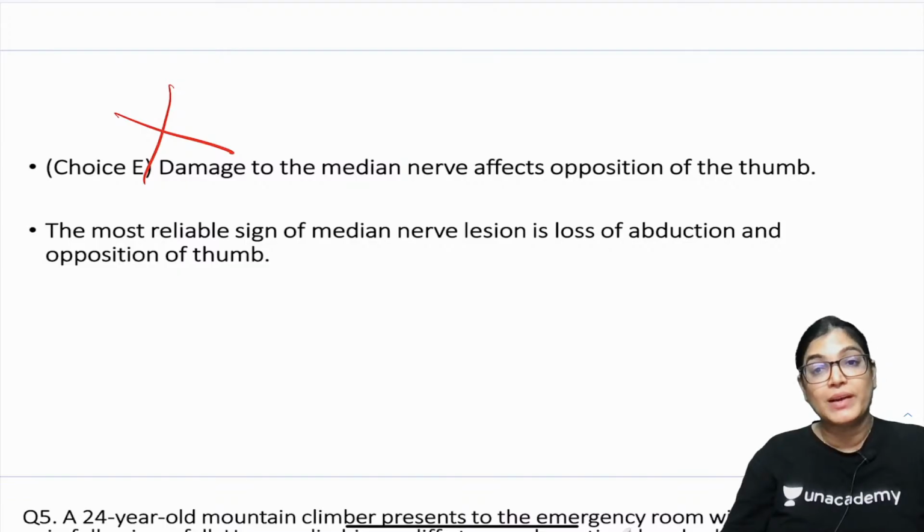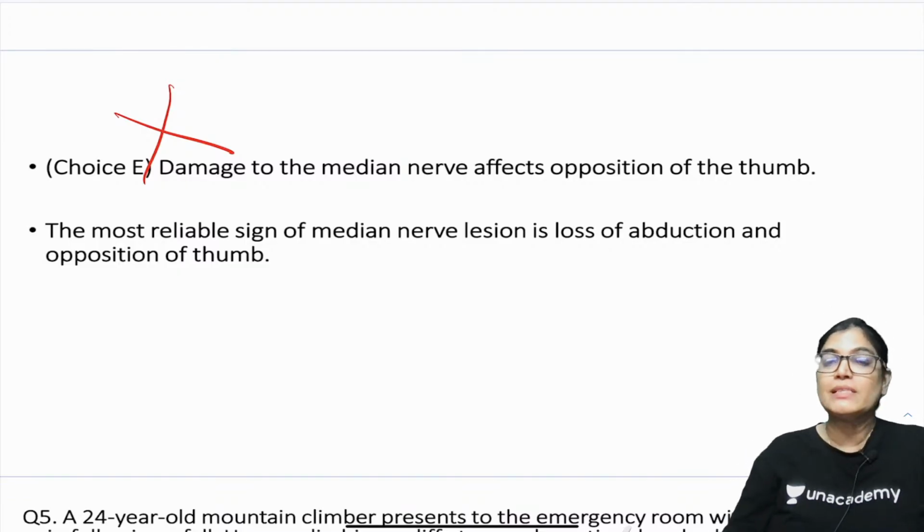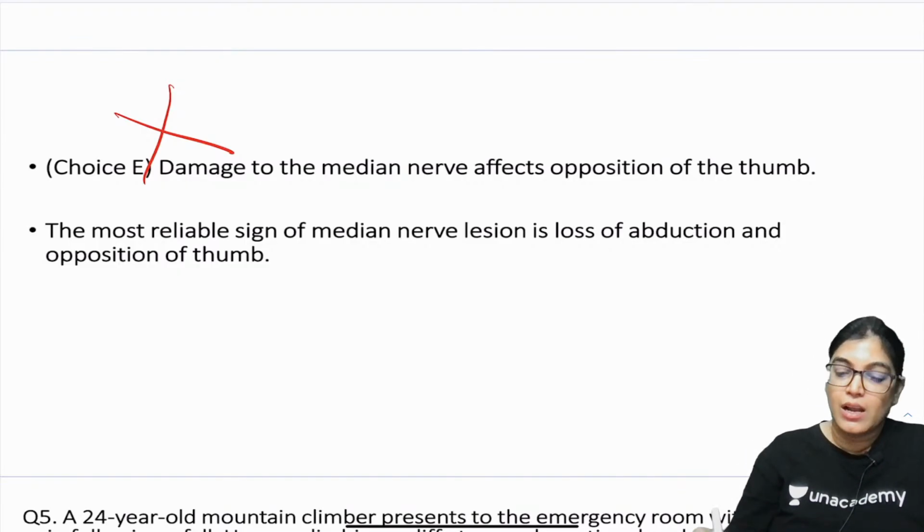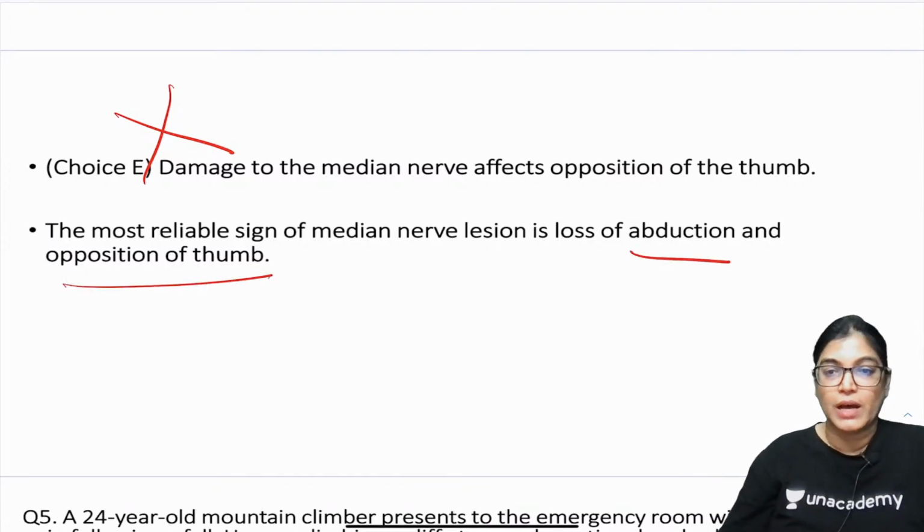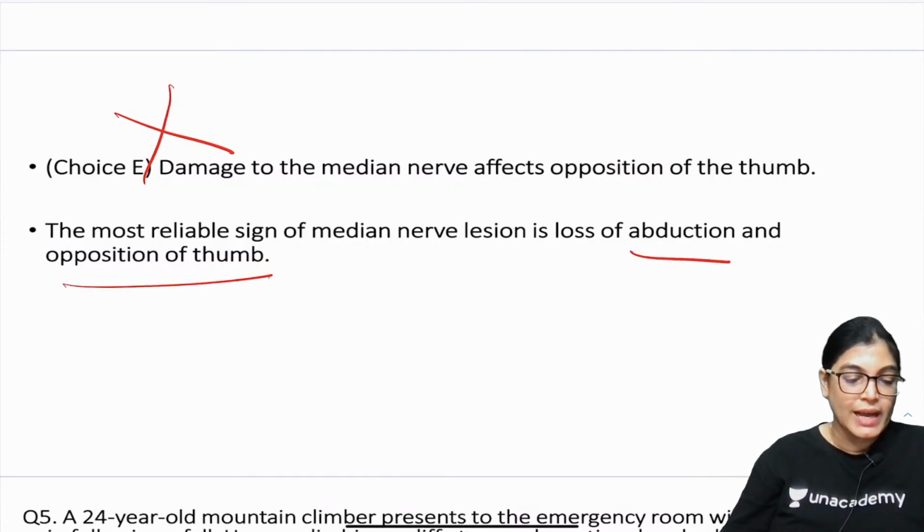Damage to the median nerve affects opposition of the thumb, and the most reliable sign for a median nerve lesion is loss of abduction and opposition of the thumb. There will be loss of opposition and abduction of the thumb. So got it, everyone? Let's move on to question number 5.